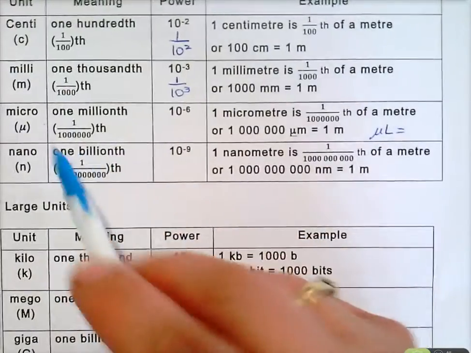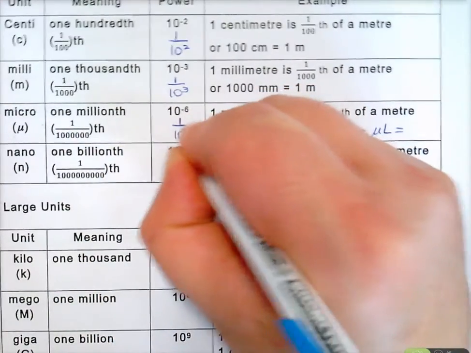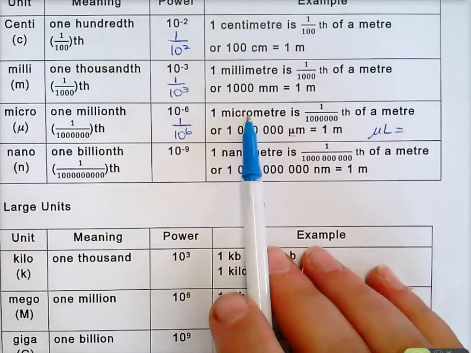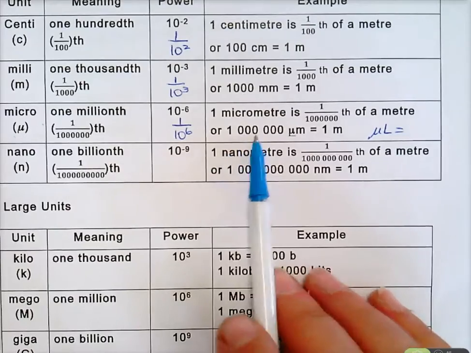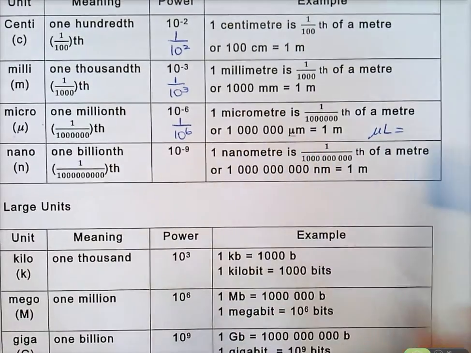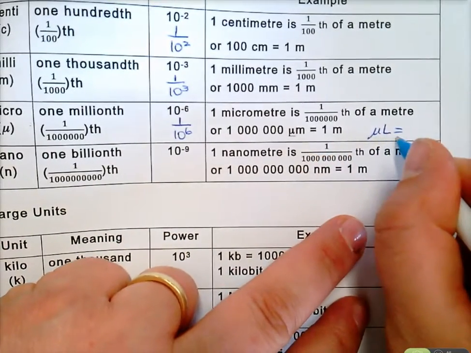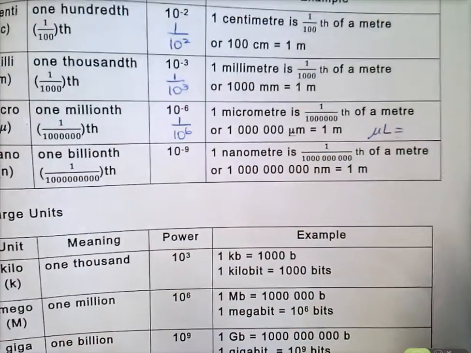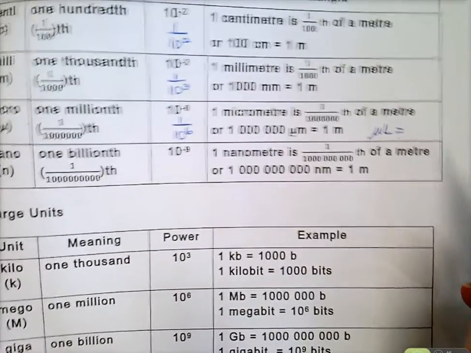So a micro is 1/1,000,000th, and it's 10 to the minus 6, or 1 over 10 to the power of 6. So a micrometre is 1/1,000,000th of a metre. So 1,000,000 micrometres is 1 metre. That's the symbol there for microlitre. Okay? You know how you've got mils? They're millilitres. So 1,000th of a mil is a micro.